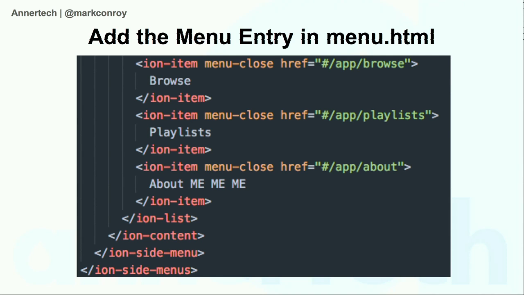In Ionic, we don't use the elements that we have normally in HTML, such as UL and LI for an unordered list and a list item. Ionic has its own directives that do their own special thing and present it this way. So an ion-list is a list, as in UL, and an ion-item is a list item, as in LI. But besides that, it's basic HTML that you're writing there.